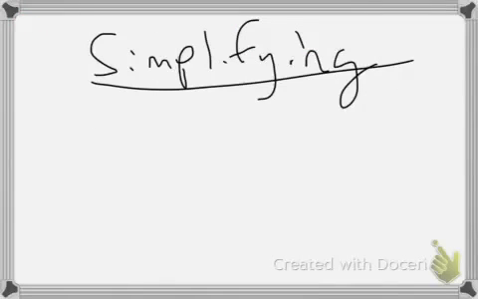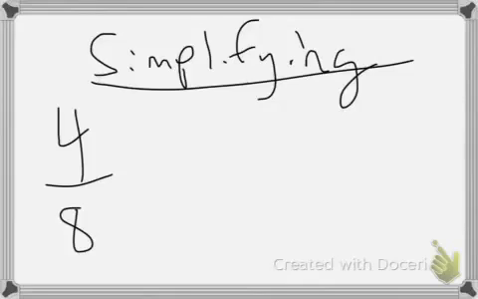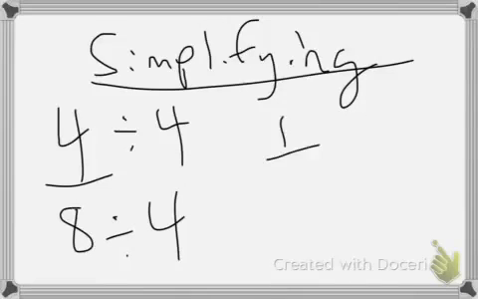Now we're just going to try a couple simplification problems. Remember, when you're doing simplification, if you have, for example, 4/8, you look and see what is the greatest common factor that can go into 4 and 8. So we would just divide by 4 since it goes into both of them. Simplified fraction would be 1/2.